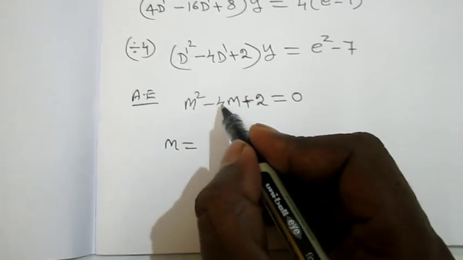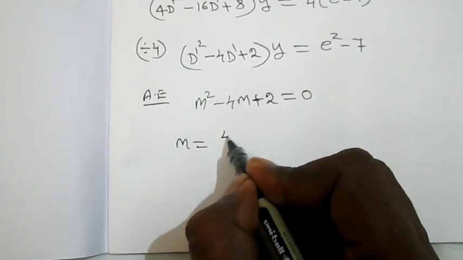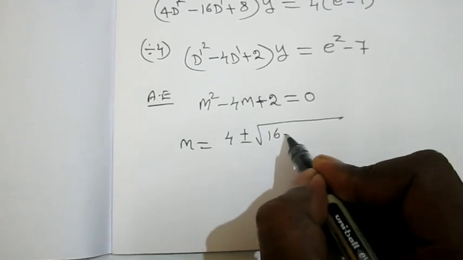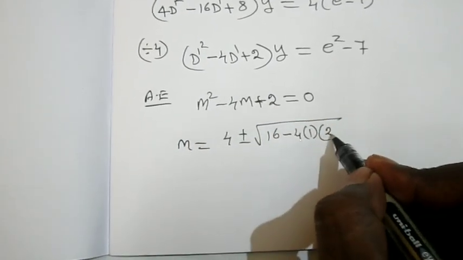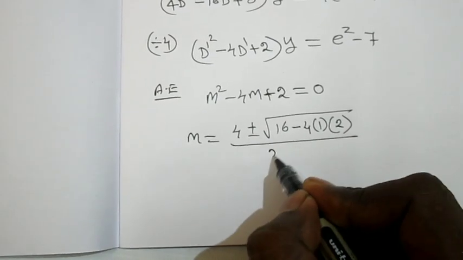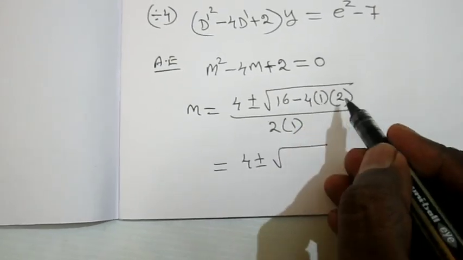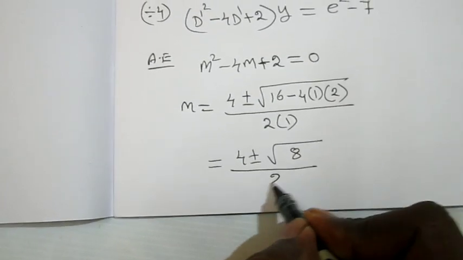A is 1, b is minus 4, c is 2. So m equals minus b plus or minus root of b square minus 4ac by 2a. A is 1. So now it is 4 plus or minus root of 16 minus 4 times 2 times 1, which is 16 minus 8, that is 8, by 2.